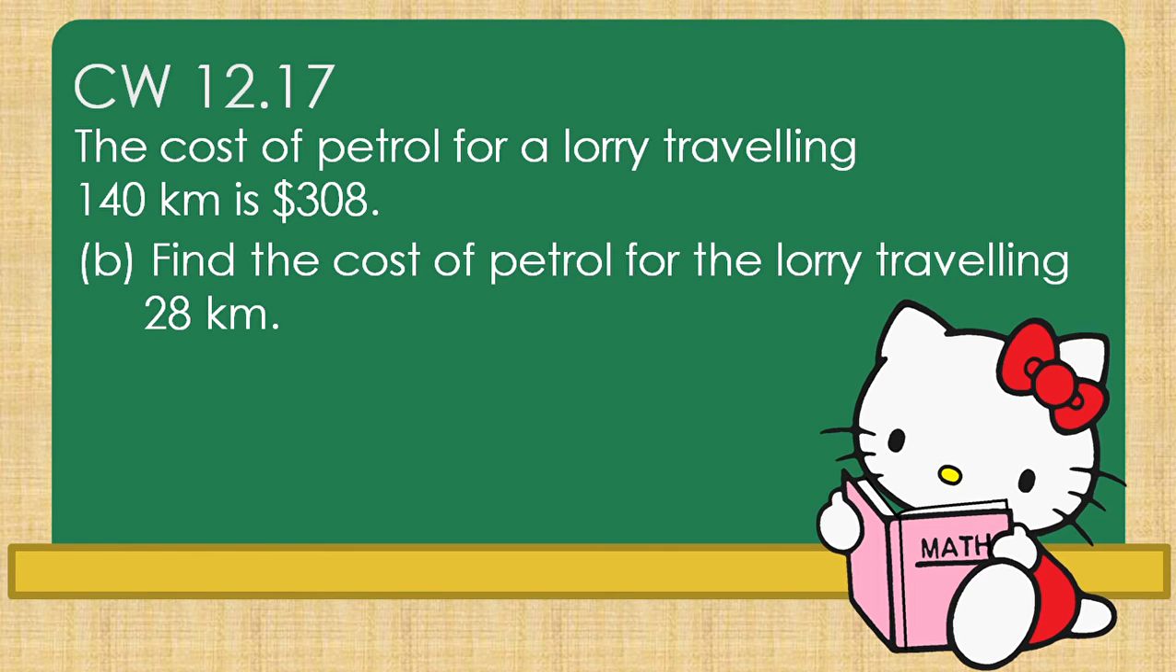How about part B? This time, we would like to find out the cost for traveling 28 kilometers. For part A, I've already found out the cost for 1 km. So for 28 km, we can just times 28 in order to find out the cost should be $61.6.